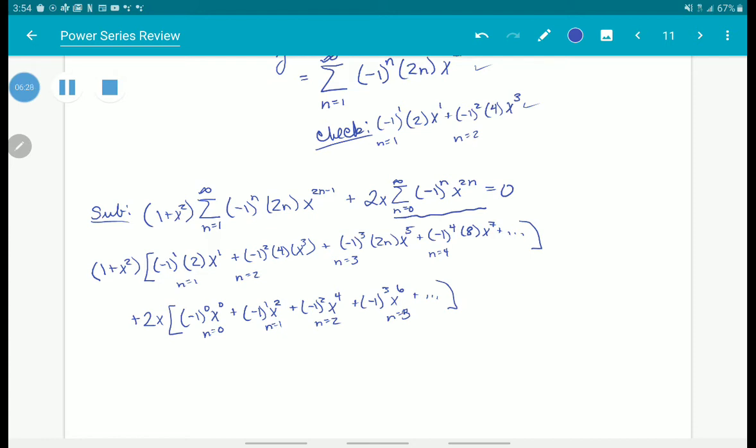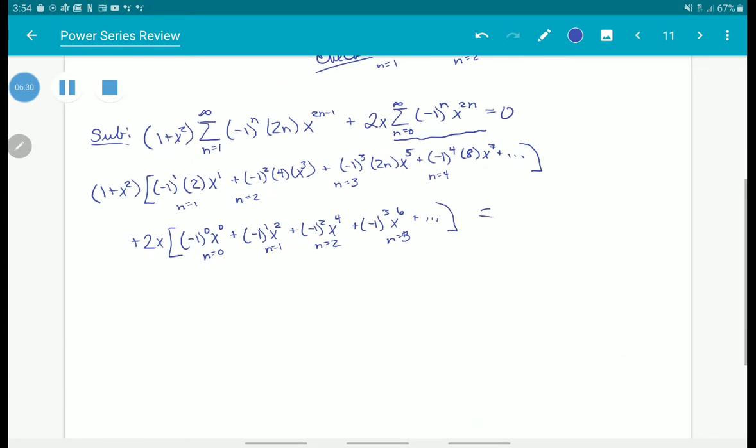So let's clean this guy up a little bit. So we have that 1 plus x squared. And I'm going to clean up that first bracket. So that's going to be a negative 2x plus 4x cubed minus, this would be a 6 if we reduce that, 6x to the fifth plus 8x to the seventh.